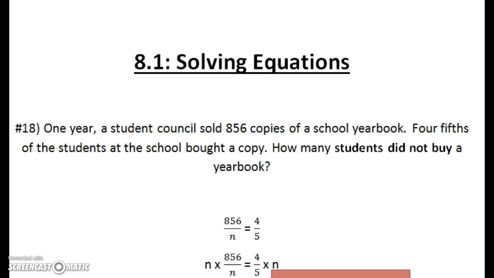We're looking at section 8.1 of the MathLinks 9 textbook, Solving Equations. We're going to look at question number 18 on page 302 of the textbook. One year, a student council sold 856 copies of a school yearbook. 4/5 of the students at the school bought a copy. How many students did not buy a yearbook?